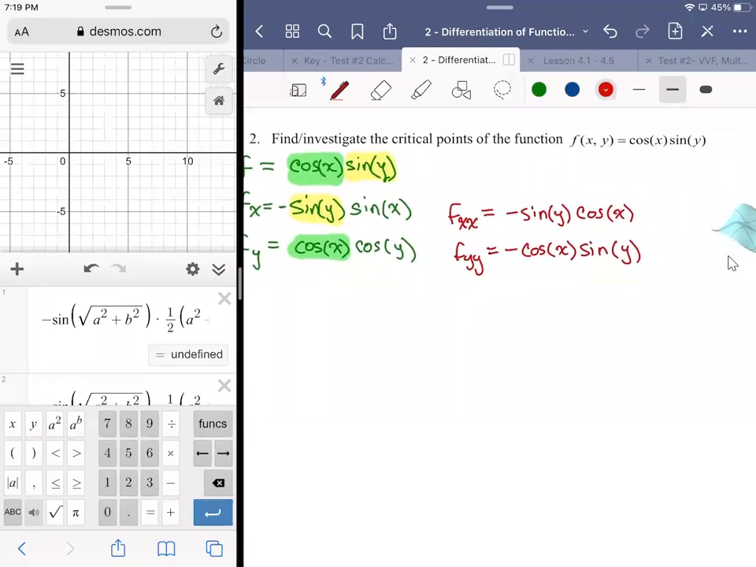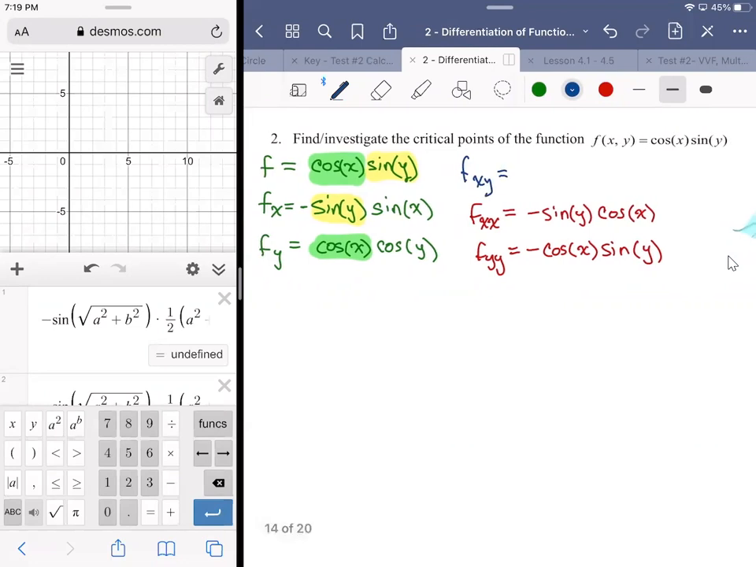And then we need the mix. So I'll just kind of chuck that up above. f sub xy, yx doesn't make a difference. For that one, I'm hanging on to the x, the sine of x, differentiating the y, sine of y is cosine y. I also have a negative sign, comes along for the ride. I got all my second order partials, so that's all good.